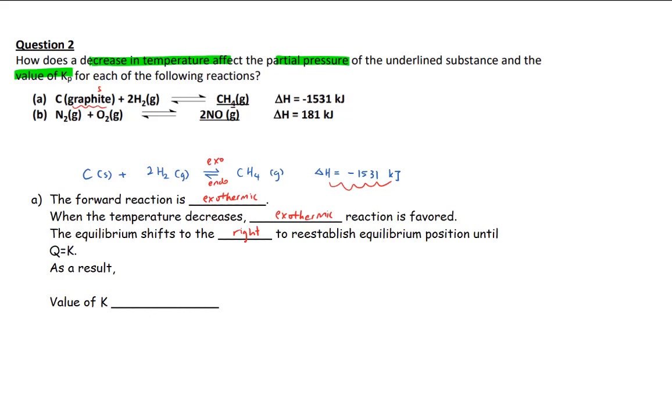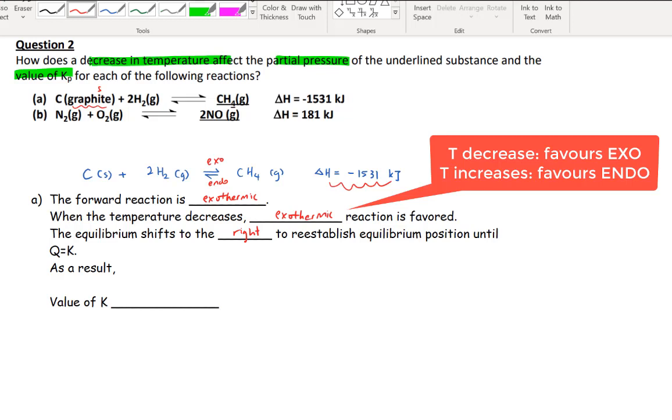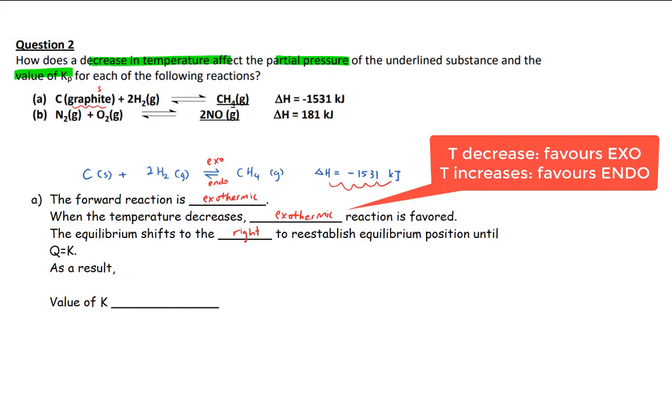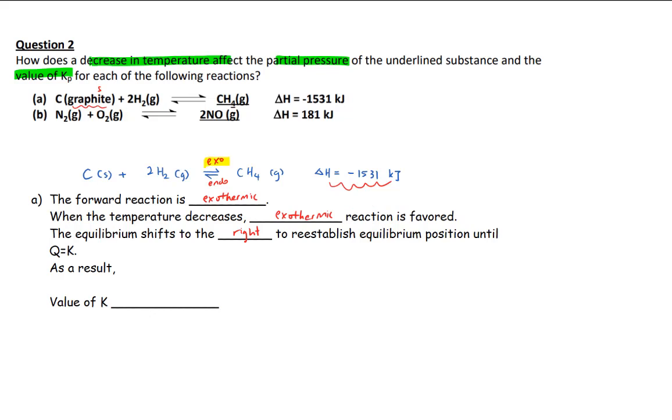Again, why is it moving towards the right-hand side? You need to refer to the forward reaction which you have written just now. Forward reaction exothermic, temperature decrease, it favors exothermic. So follow the direction. As a result of the equilibrium shift to the right, the partial pressure of the hydrogen gas decreases, and the partial pressure of the methane gas increases. It depends on the question whether they are asking for the pressure or the concentration, so you answer accordingly.